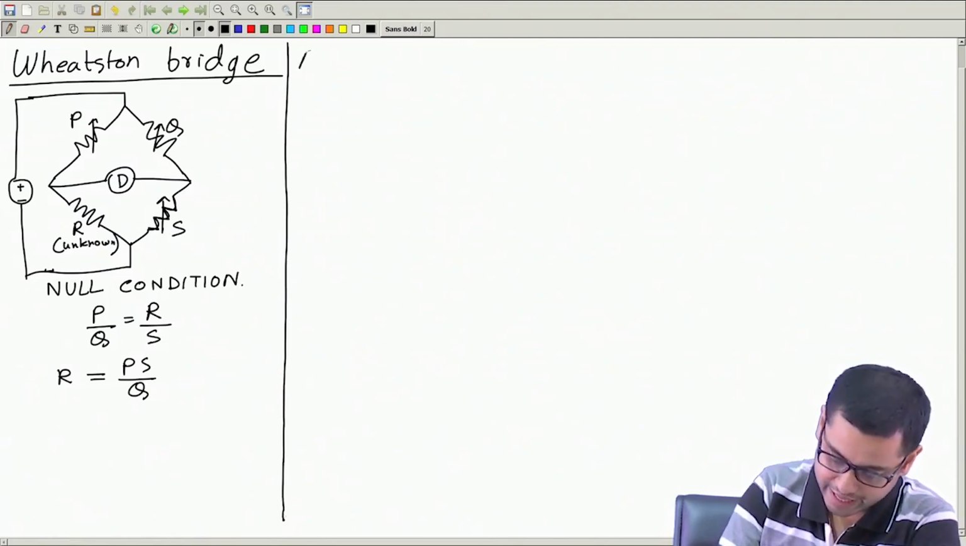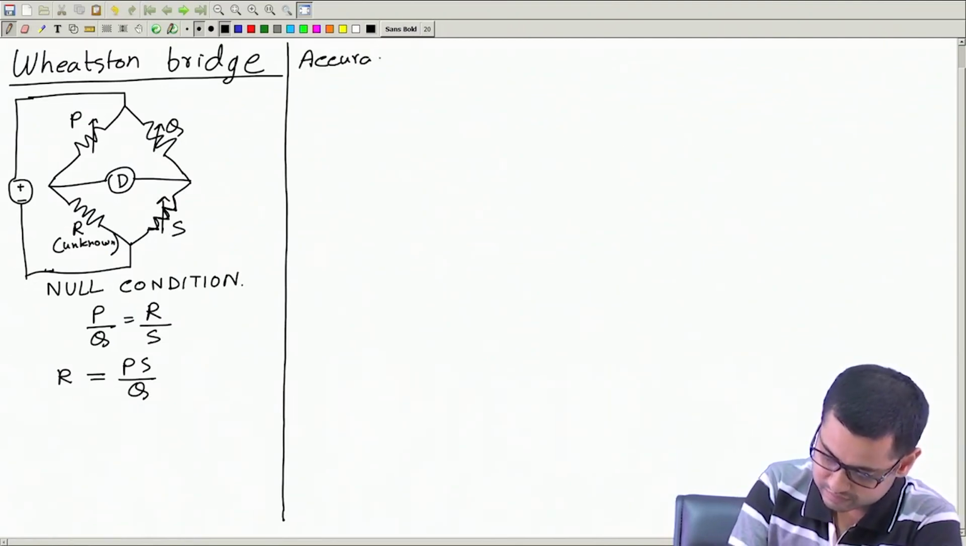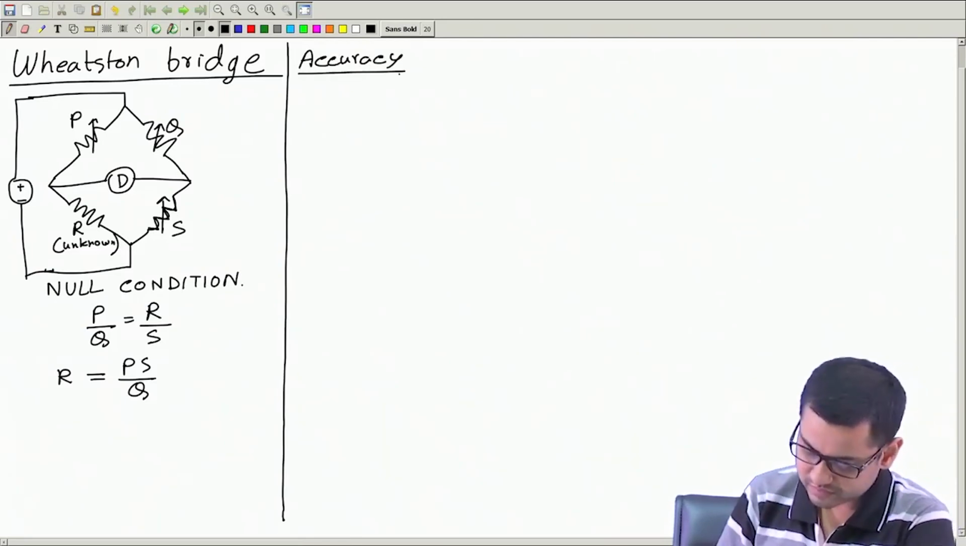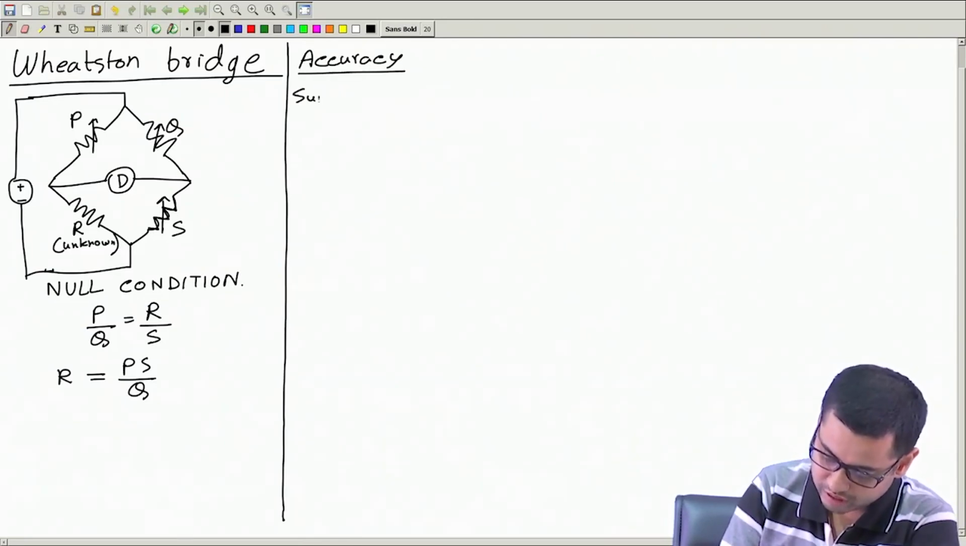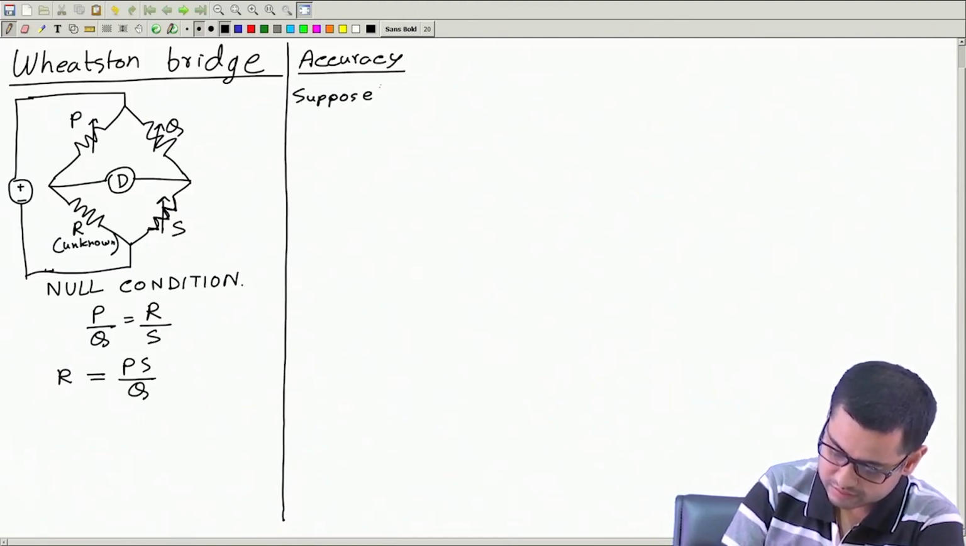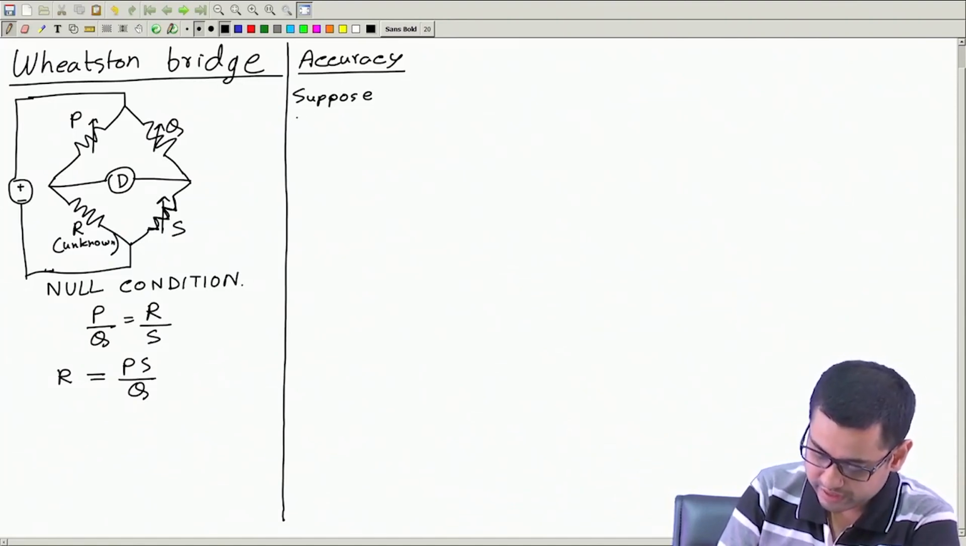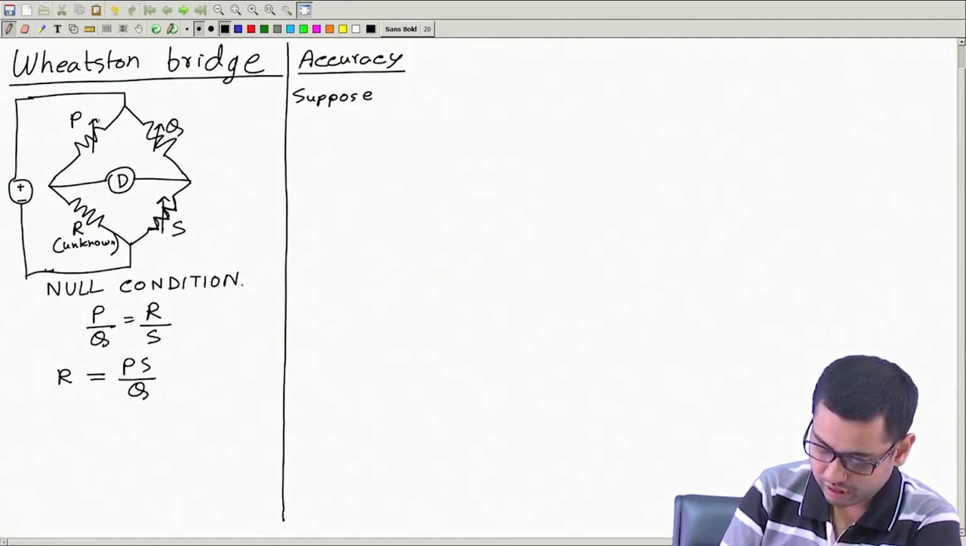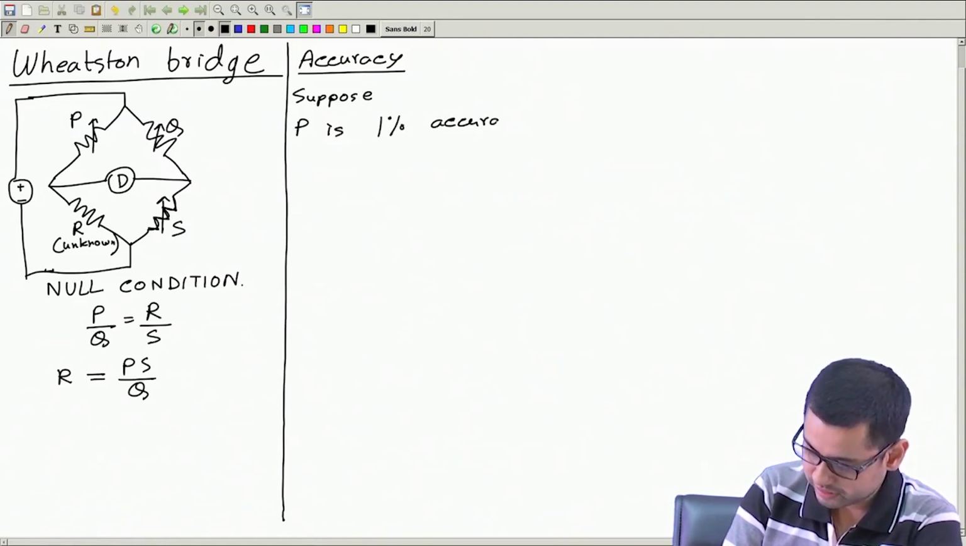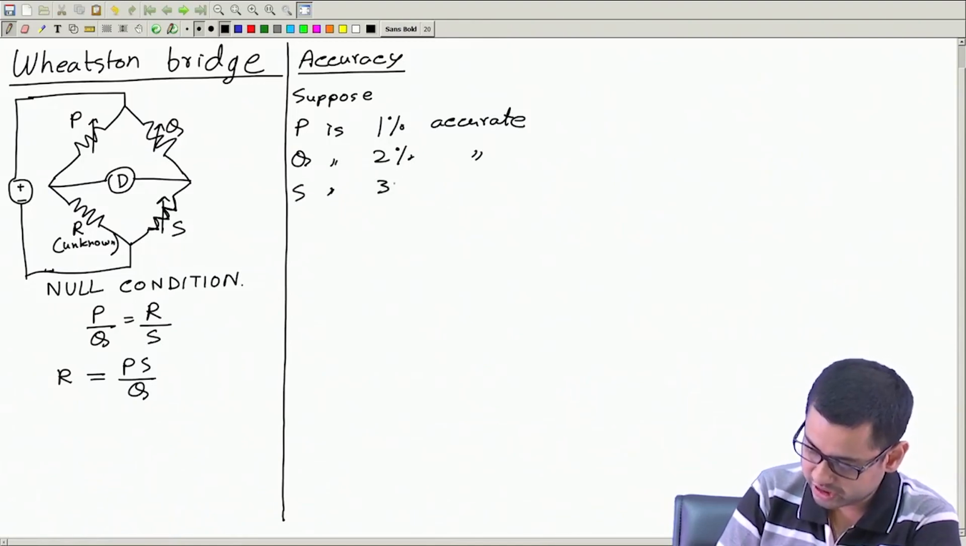So, let us talk about the accuracy. Suppose these resistances P, Q and S, which are known, have an accuracy or error: like say P is 1% inaccurate, Q is 2% inaccurate, and S is 3% inaccurate.